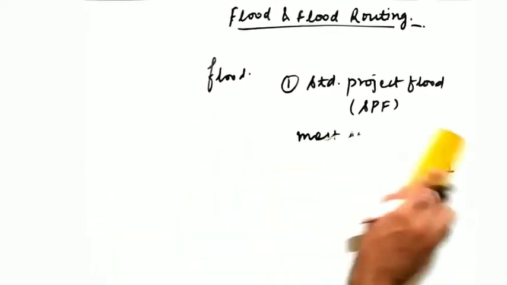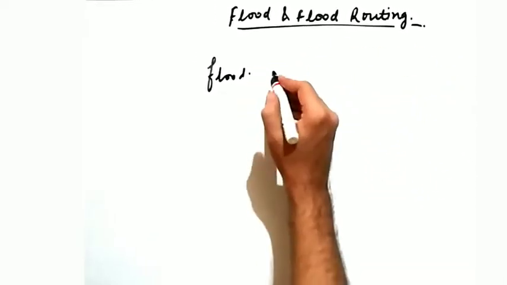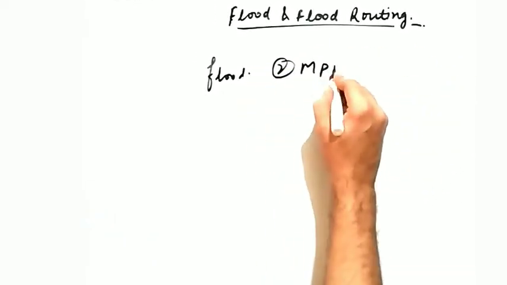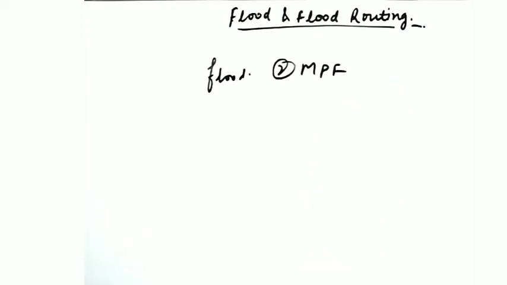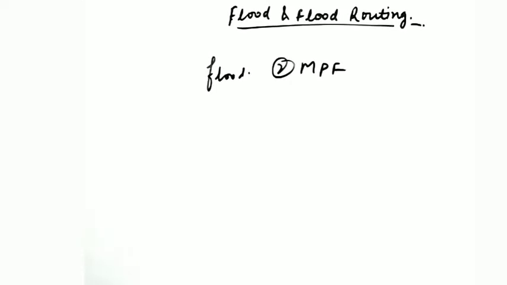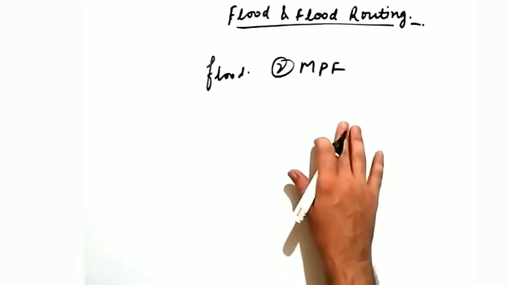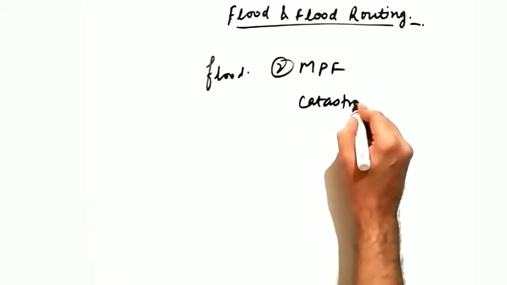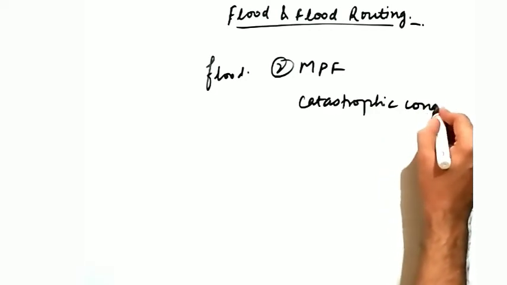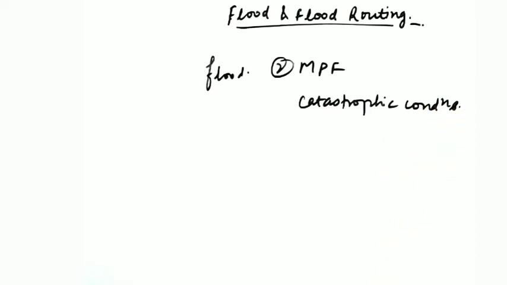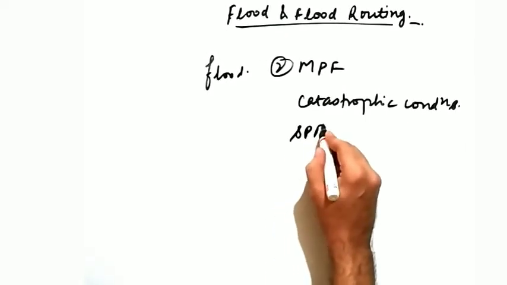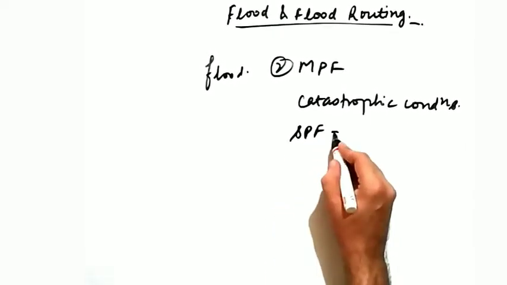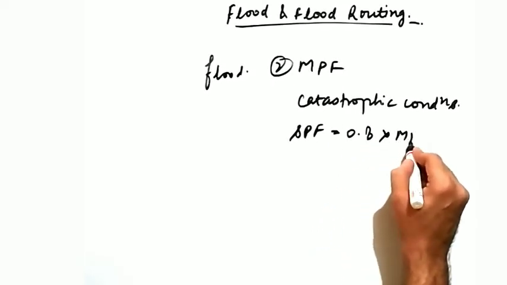Now moving on to the second type. The second type is called MPF, that means maximum probable flood. In this case, there is a difference. The SPF is usually around 80% of the MPF. In this case, we also take all the catastrophic conditions and the rare combinations as well. We take into account all the rare possible combinations in the case of MPF. Since SPF is less than MPF, SPF is 0.8 times MPF.